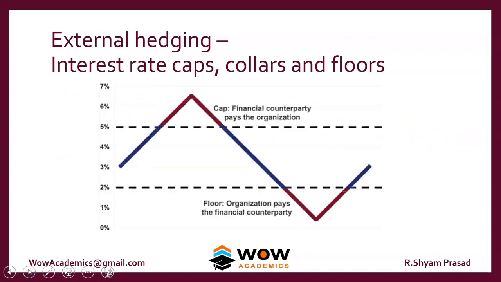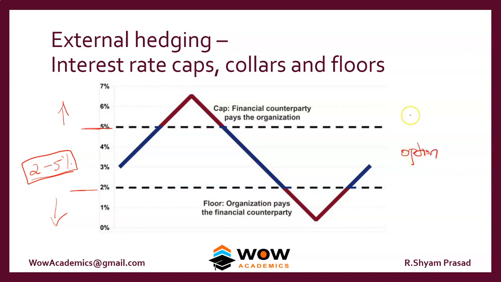So we look at a picture. Assume that a company's interest rate keeps on fluctuating, so they feel that they want to have it within a range of 5% to 2%. They don't want to take any risk more than 5% and they don't want to pay anything which is less than 2%. So they want a range between 2 to 5% as their interest rate. They are very comfortable with this position. So what they do is they go for an option.